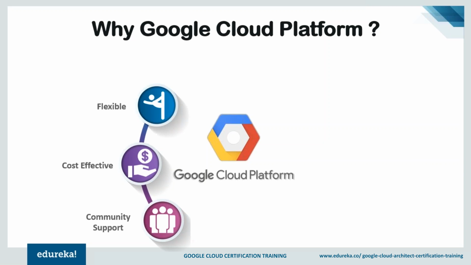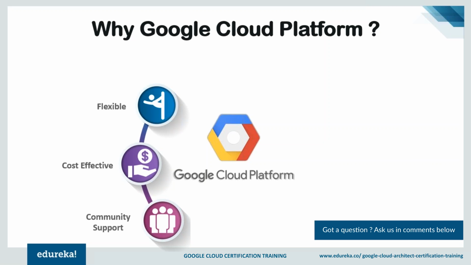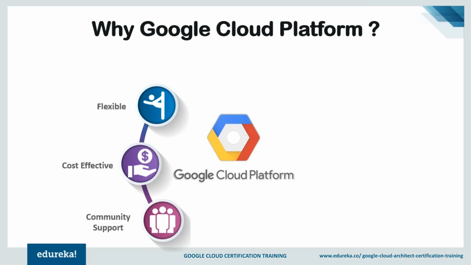Coming on to the third point, the Google Cloud Platform is very flexible. Custom machine types is a feature of Google Compute Engine that lets you easily create a machine type customized to your needs. With custom machine types, you can create virtual machines with the optimal amount of CPU and memory required for your workload. Be it a single CPU machine or a 64 CPU machine, anything is possible.